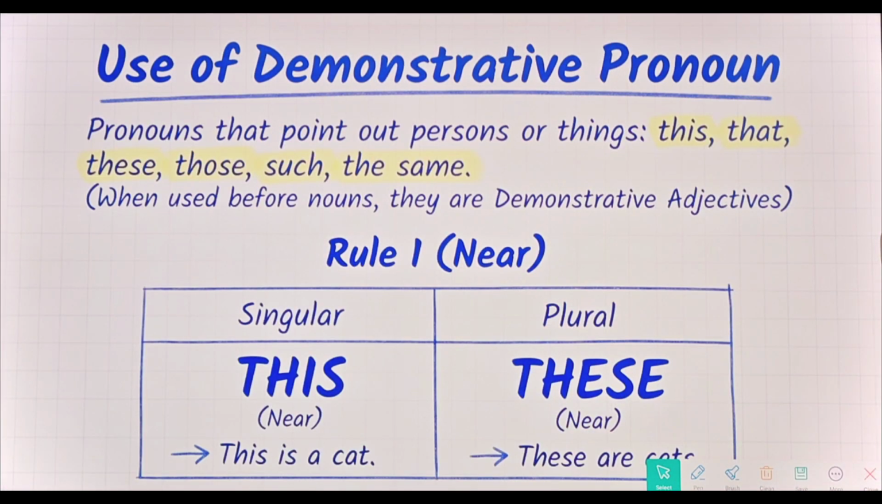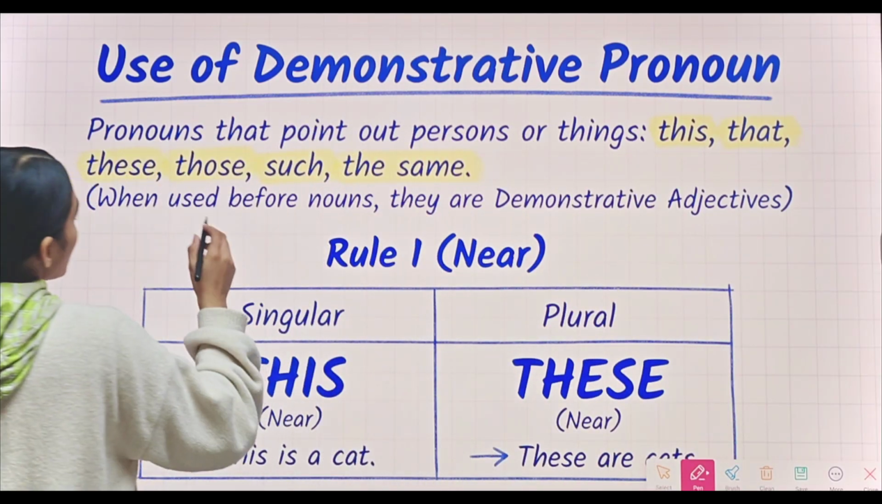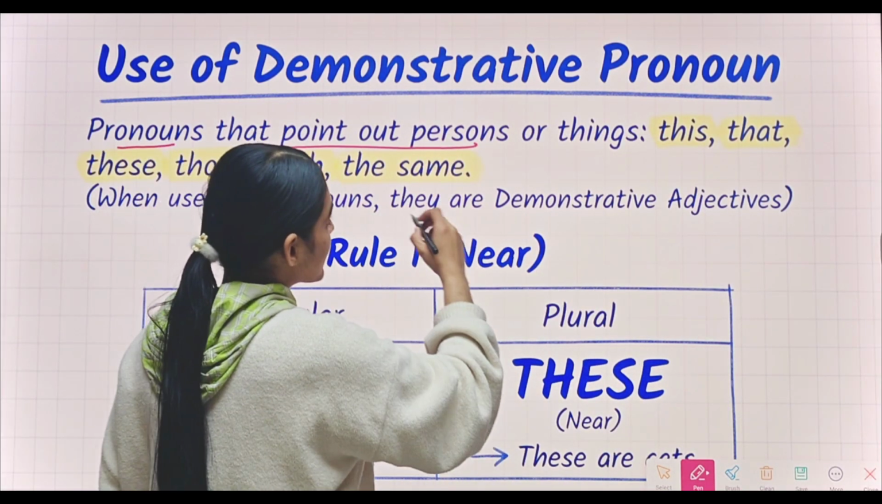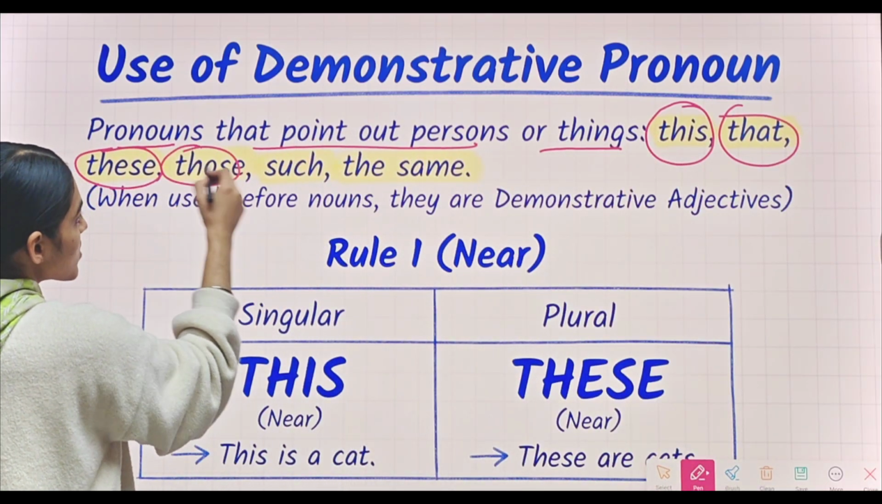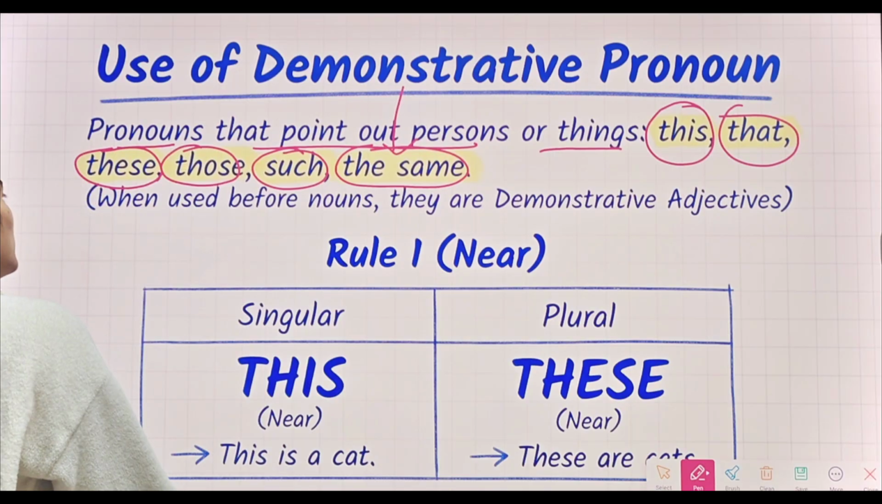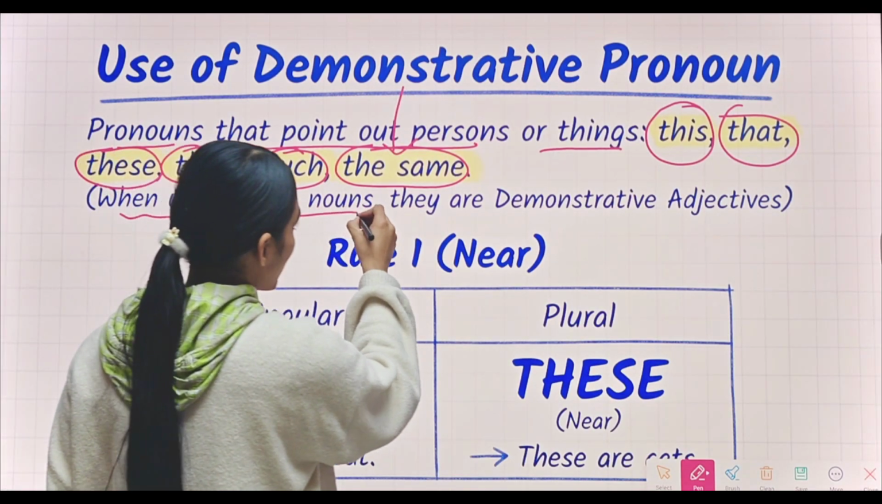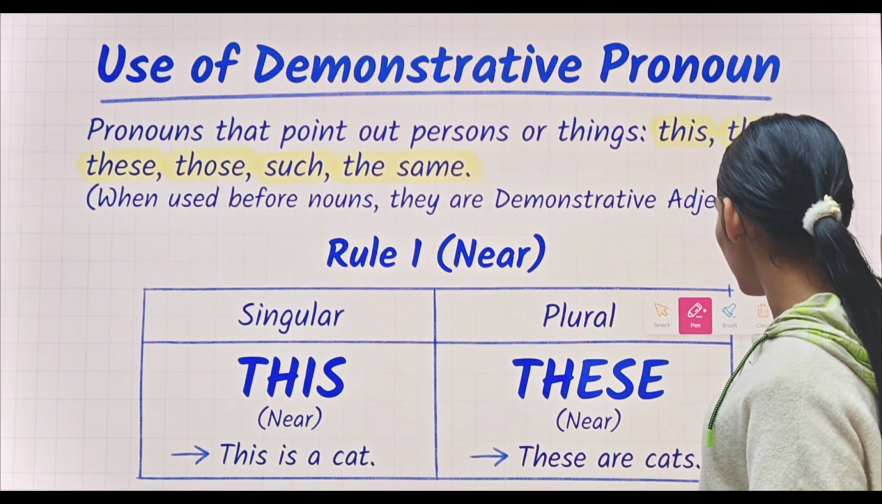Now moving on, we have the use of demonstrative pronouns. So let's see. Pronouns that point out persons or things, like this, that, these, those, such, the same, they all are demonstrative pronouns. So when used before nouns, they are demonstrative adjectives. This is quite important.